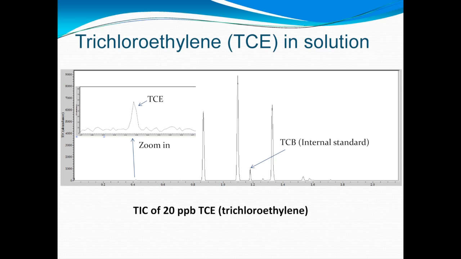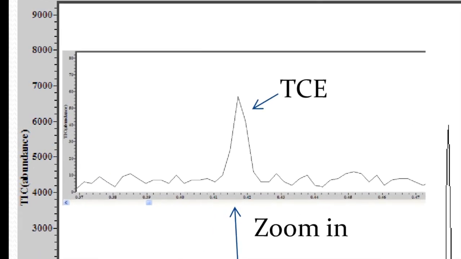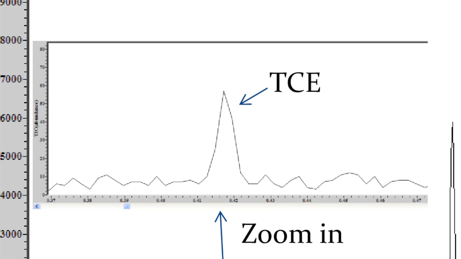There's an internal standard that we deliberately add here, this trichlorobenzene. And then we have the trichloroethylene over here, which looks very small when it's scaled here, but if we zoom in, we can see it more easily. And again, we can go in at this particular time and identify it. Here's a calibration curve for the quantitation of TCE in solution here.